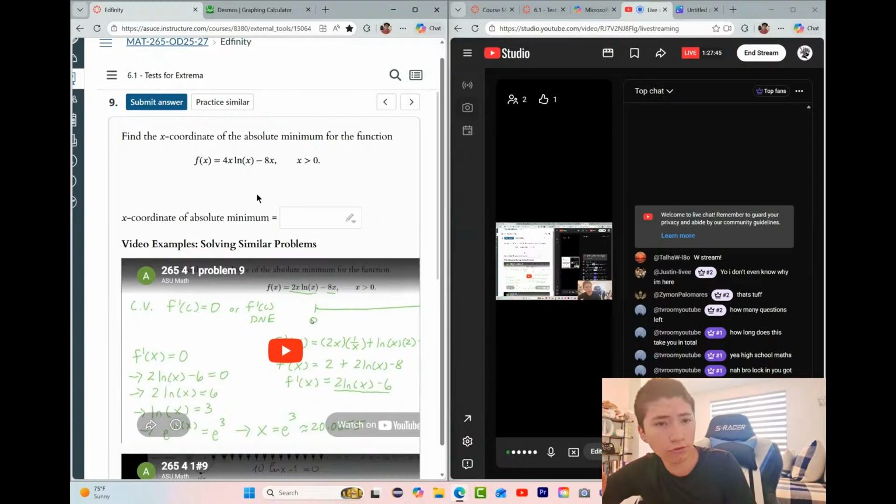So it looks like we're going to have to do a product rule. So 4x times 1 over x, ln of x, right, plus 4 times natural logarithm of x minus 8. So simplifying, we get 4 plus 4 natural logarithm of x minus 8. Finally, I think we get something like 4 natural logarithm of x minus 4.